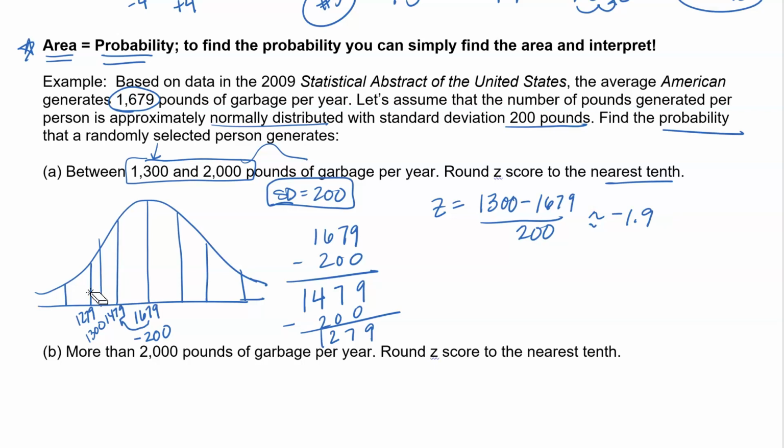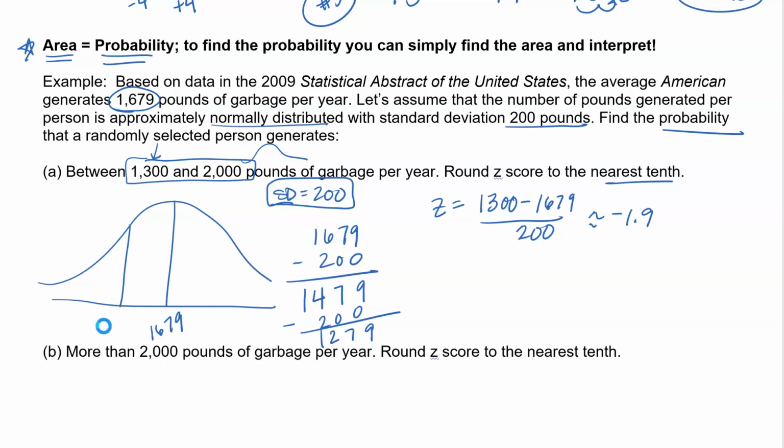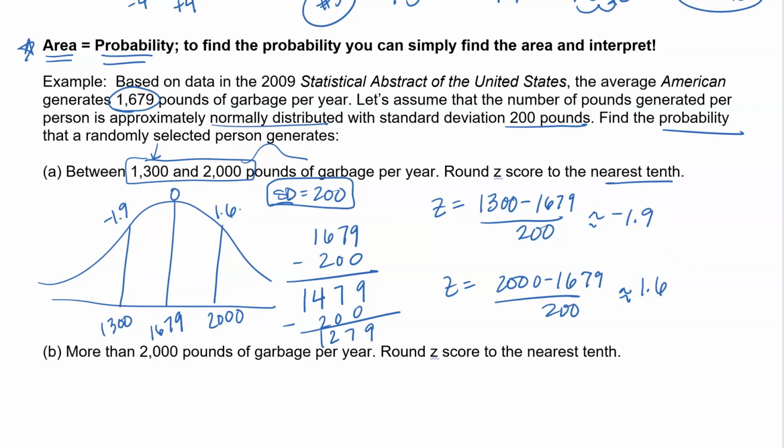Okay, and so what I could do at this point, I'm going to actually draw this curve over again since those standard deviations that I originally calculated weren't the numbers that the problem was asking for. So I'm going to put 1679 in the middle, 1300 on the left, and 2000 on the right. Okay, we found the z-score for 1300 is negative 1.9. Let's find the z-score for 2000. So 2000 minus 1679 divided by 200, we end up getting an approximate z-score if we round to the nearest tenth of 1.6. Okay, so that's above average.